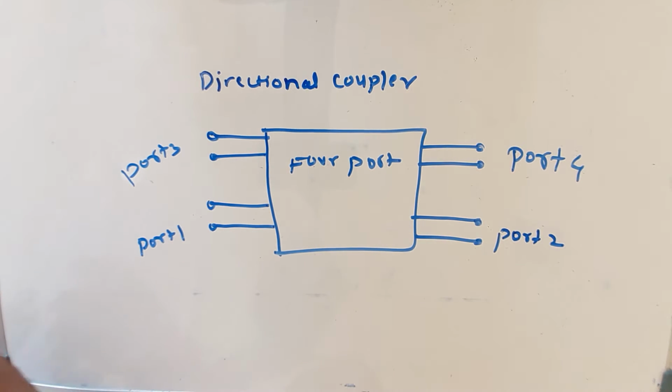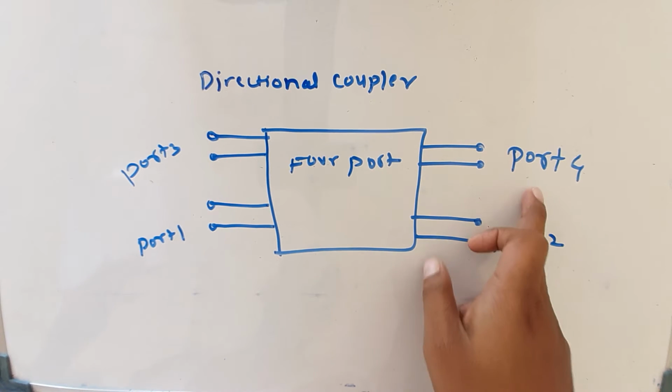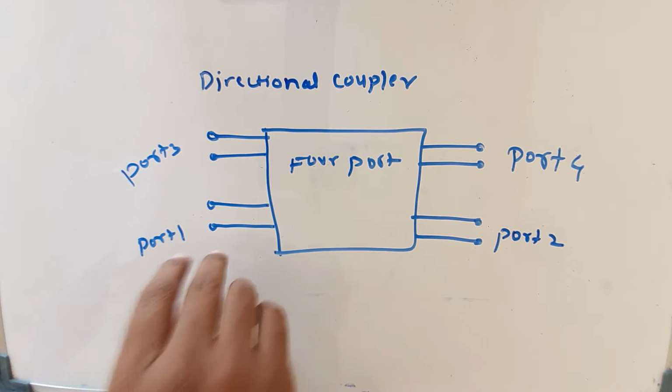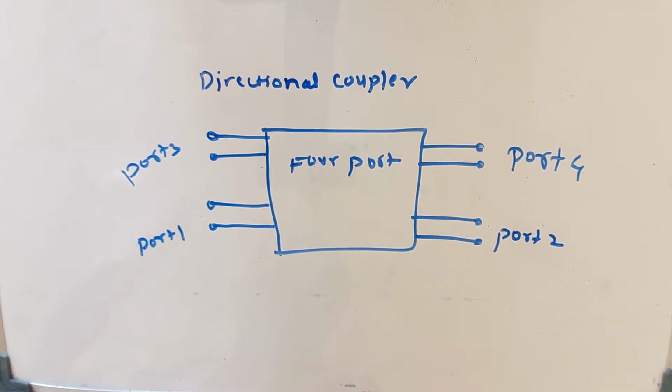The directional coupler is basically a 4-port device: port 1, 2, port 3 and port 4. After applying the signal to any port, the other ports will be treated as output ports. It will be used for matching, and the circuit is ideally lossless.